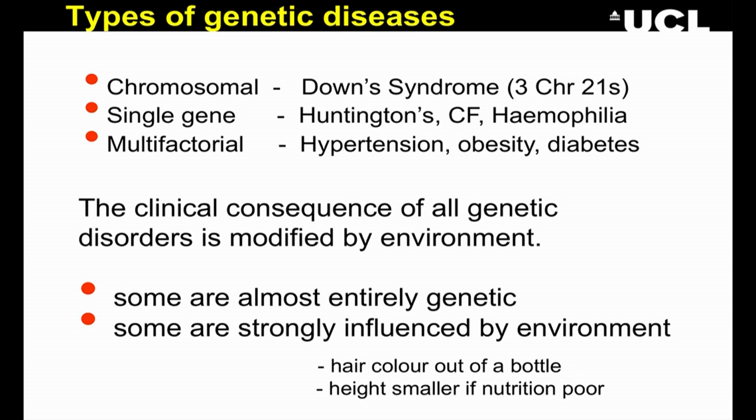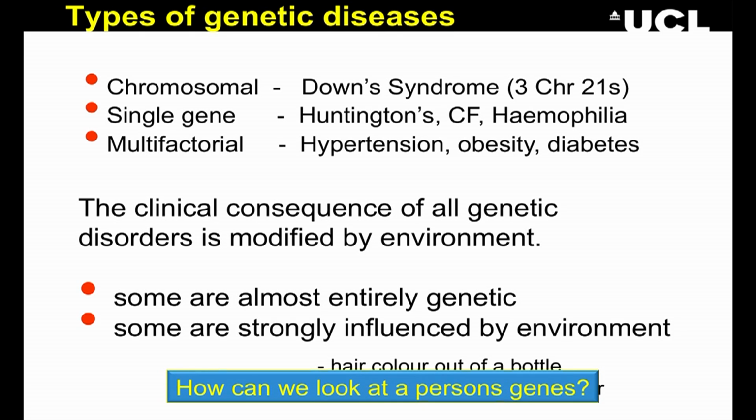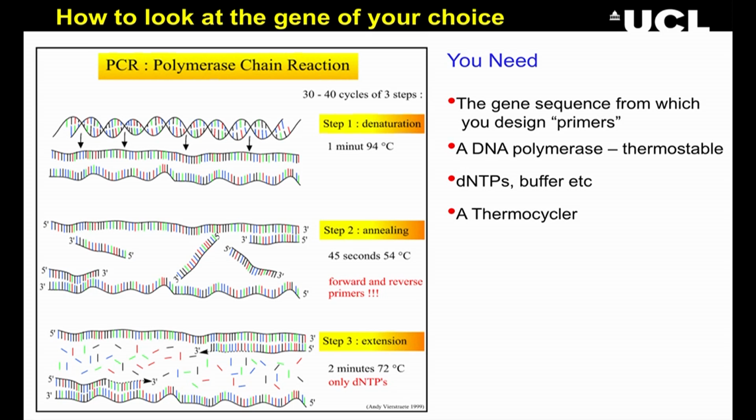Again, I'll just make this point. The clinical consequence of all genetic disorders is modified by environment. And you would think, of course, that hair color is genetic, but many of us in the room are modifying our genotype by using some sort of chemicals. And clearly, tall parents have tall children, but if those children are not fed well, they will be shorter. So all of these different traits, there's both genes and environment.